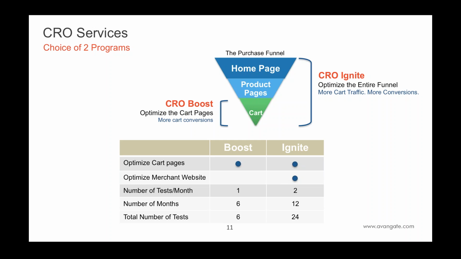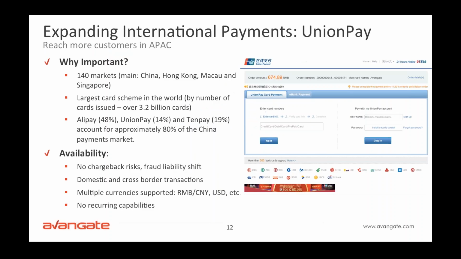Now, let's move on to the next bit, which is about expanding international payments. One of the things you see here is Union Pay. Union Pay will most likely interest folks who are trying to sell into the Asia Pacific market. So why is this important? Union Pay is a very, very large card scheme. In fact, in sheer numbers, it's one of the largest in the world. It covers 140 major markets, mainly China, Hong Kong, Macau and Singapore.